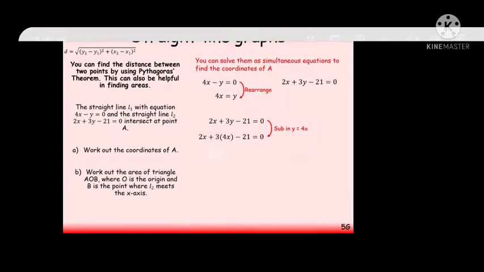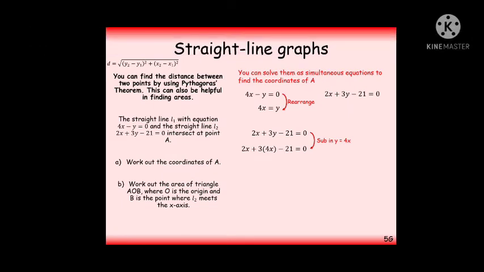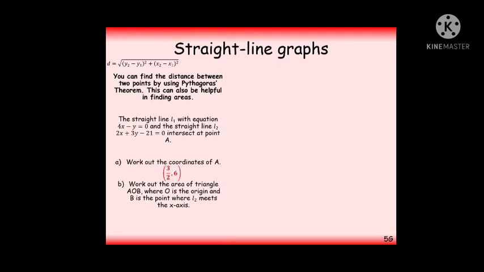So using substitution here, I'll end up with 14x minus 21 is 0, and I get x is equal to 21 over 14, which is 3 halves. Then I can sub the 3 halves back in, and I get 4 lots of 3 halves, which is 12 over 2, which is 6. So the coordinates are 3 halves and 6.